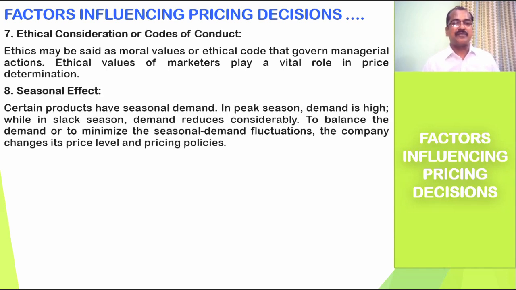The next point of consideration here is seasonal effect. Certain products have seasonal demand. In peak season, the demand is high, while in slack season, the demand reduces considerably. To balance the demand or to minimize the seasonal demand fluctuations, the company changes its price level and pricing policies. For example, during a peak season, price may be kept high, and during the dull season, the price may be kept low. Discount, credit sales, and price allowances are important issues related to the seasonal factors.